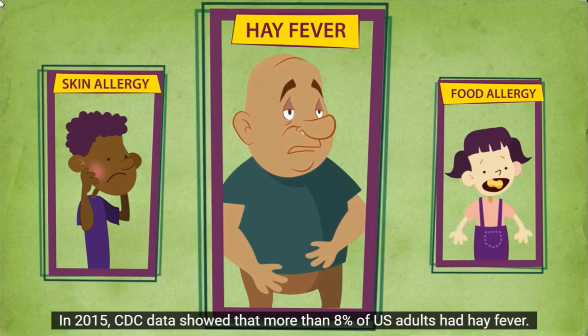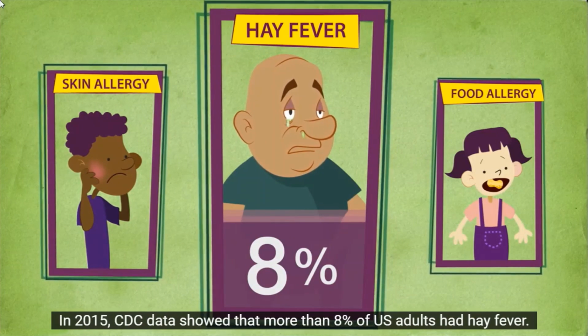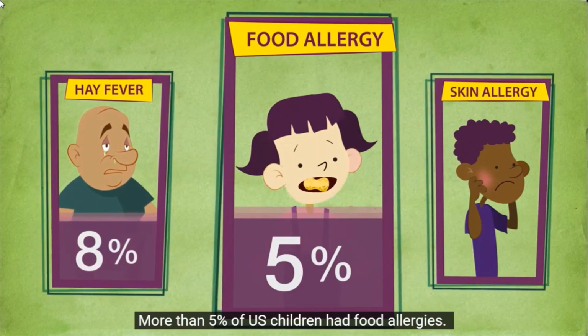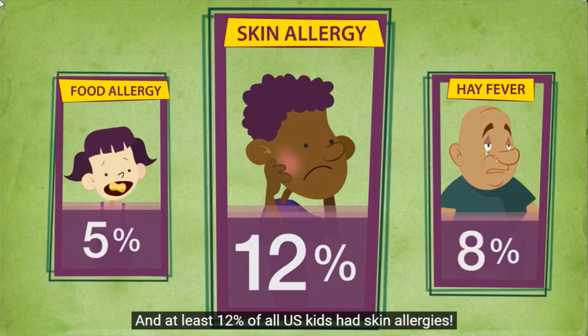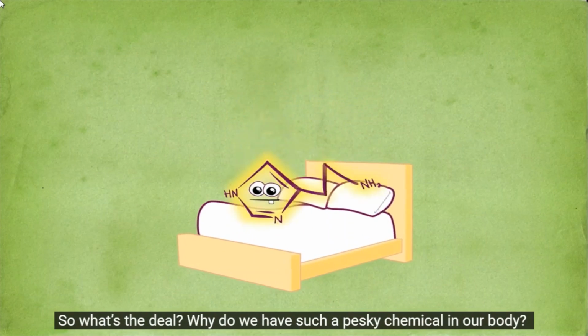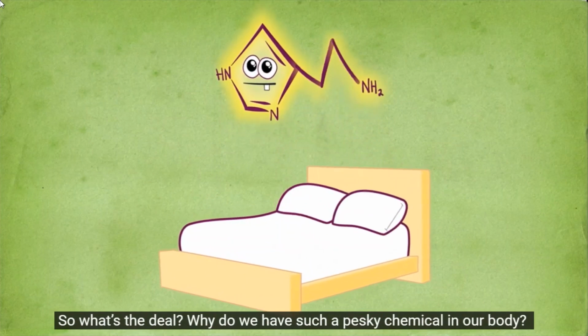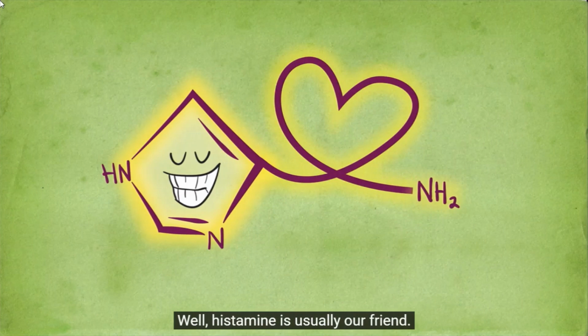In 2015, CDC data showed that more than 8% of U.S. adults had hay fever. More than 5% of U.S. children had food allergies, and at least 12% of all U.S. kids had skin allergies. So what's the deal? Why do we have such a pesky chemical in our body? Well, histamine is usually our friend.